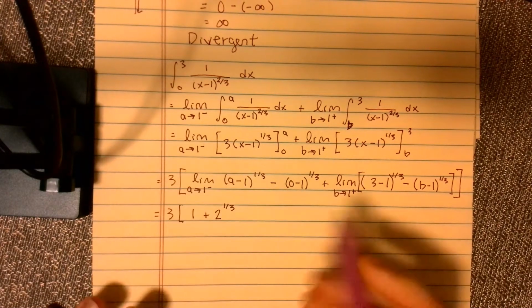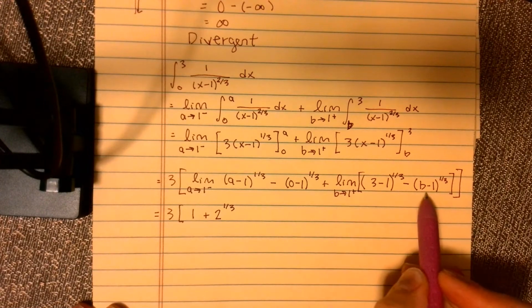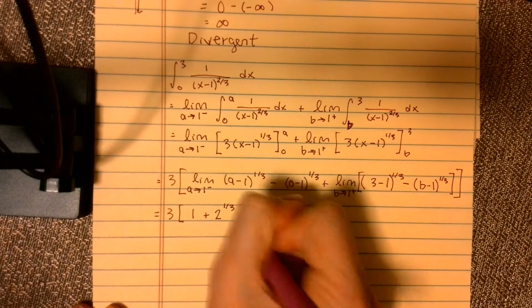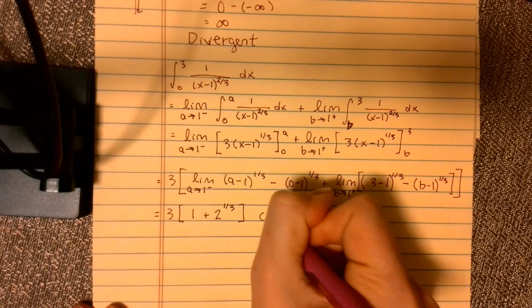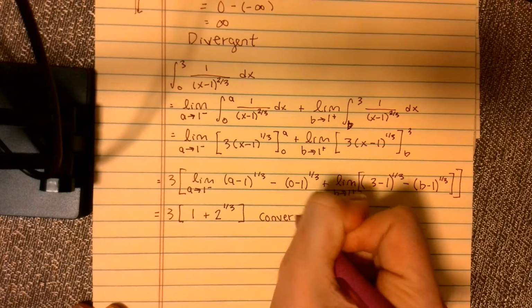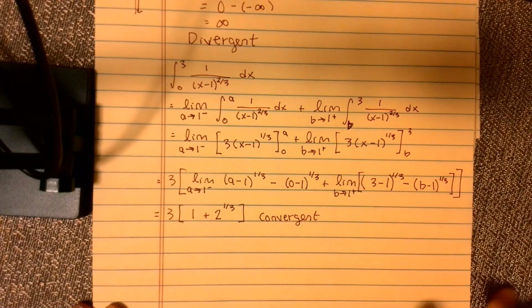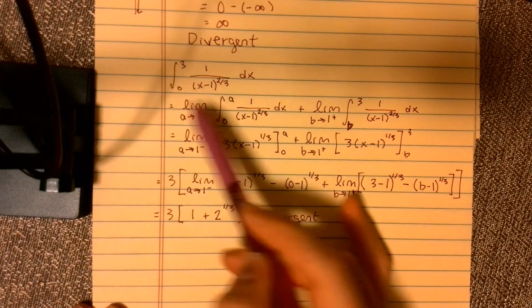And then if I let b go to 1, this also becomes 0. And that's it. That's my final answer. This integral is convergent, even if we integrated around a vertical asymptote.